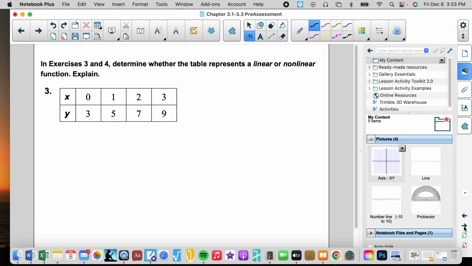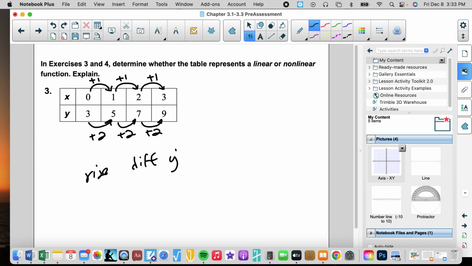Okay, this is good. We could take these points and plot them on a graph, or we can also look at the rate of change. So we're adding 1, adding 1, adding 1. Now when we look at our y's, we are adding 2, adding 2, adding 2. Now here's the thing. What is the rate of change? Remember, it is the rise, or the change, or the difference. We'll say the difference of y's.